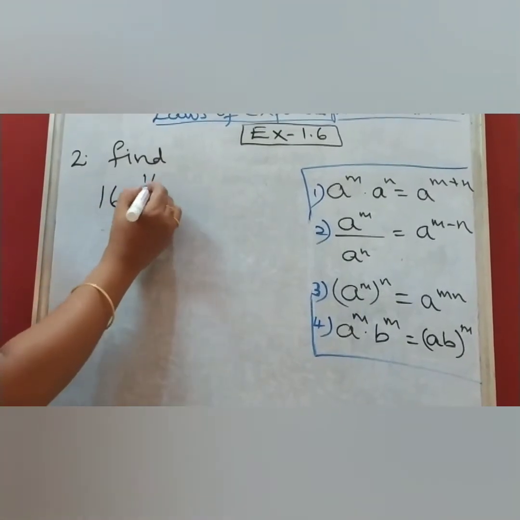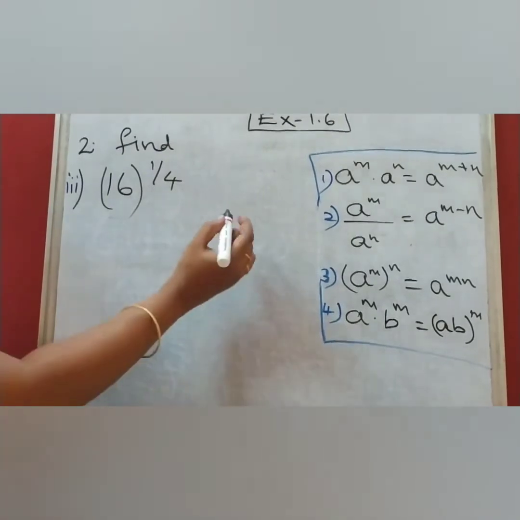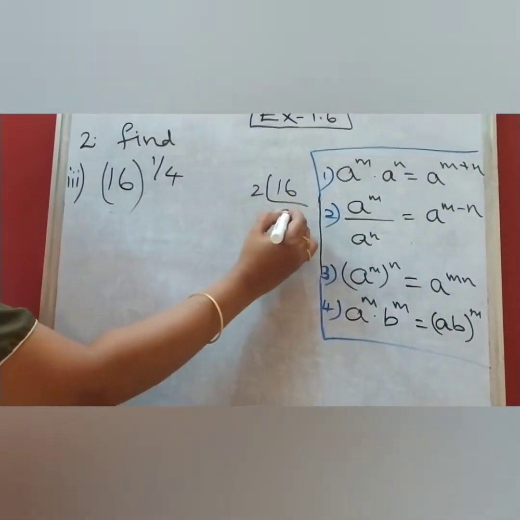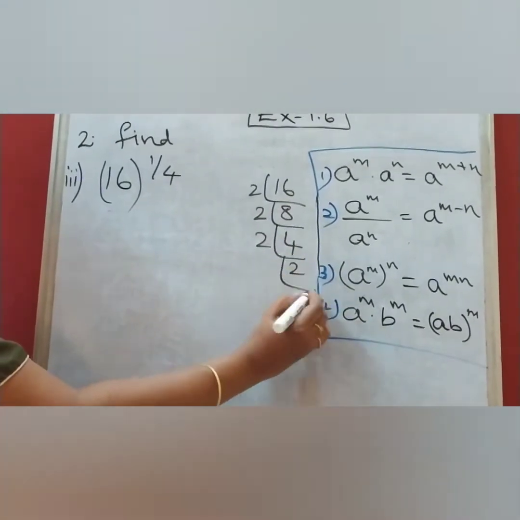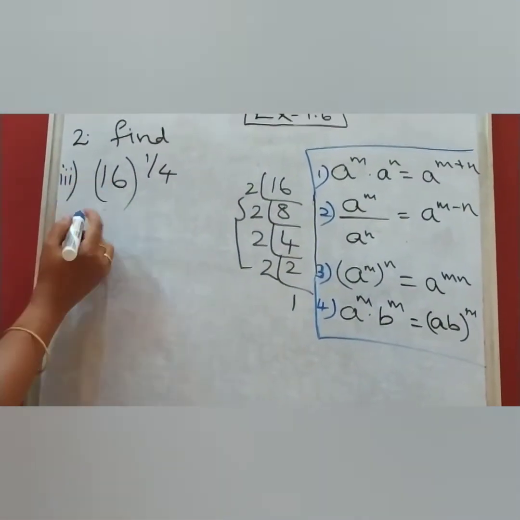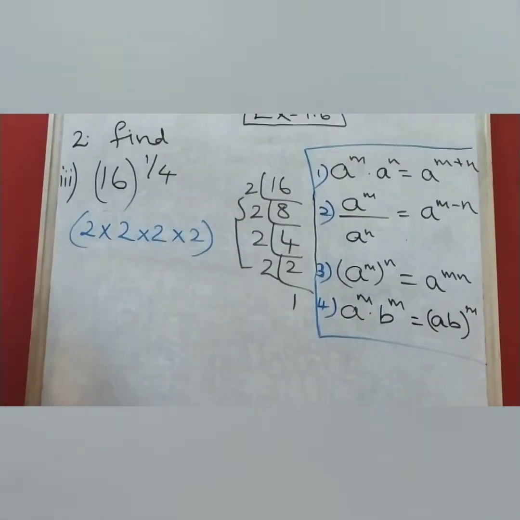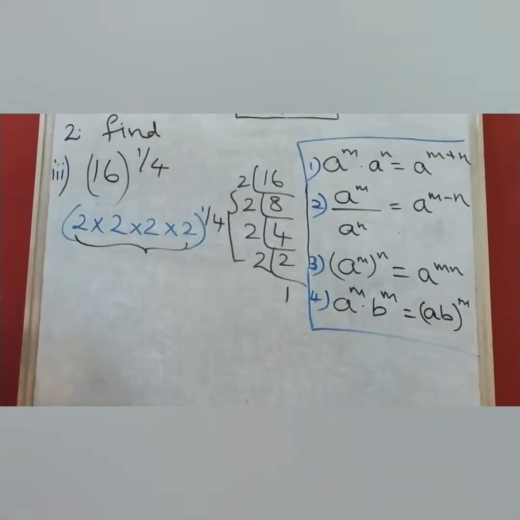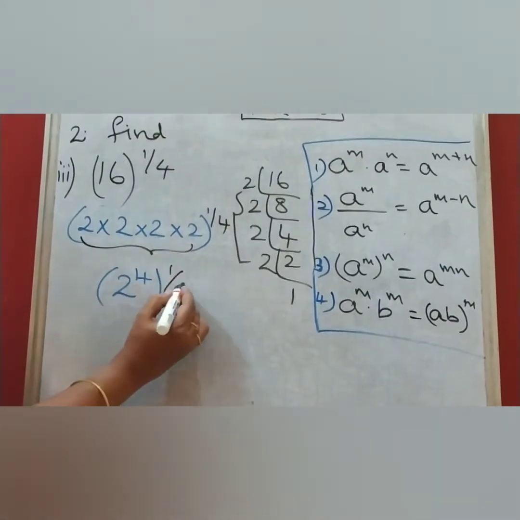16 power 1 by 4. So 16, how can you write? Again, you can take LCM if you want to, children. 2 8s are 16, 2 4s are 8, 2 2s are 4, 2 1s are 2. How many 2s are there? 4. So I'll write 16 as 2 into 2 into 2 into 2. Power is 1 by 4 only. So how many 2s are there here totally? 4. So 2 power 4 into 1 by 4.